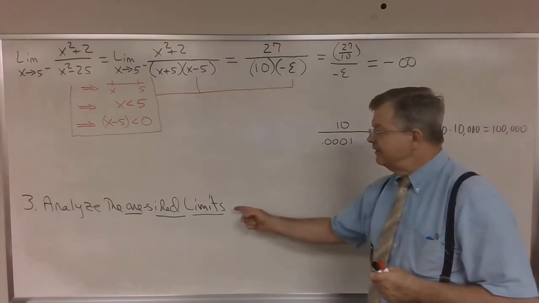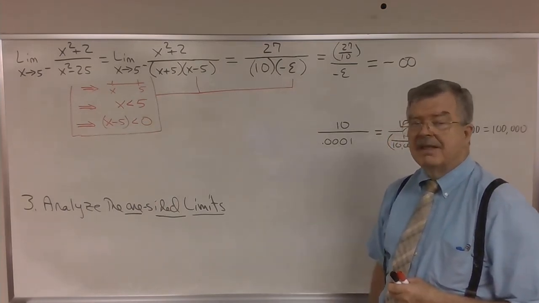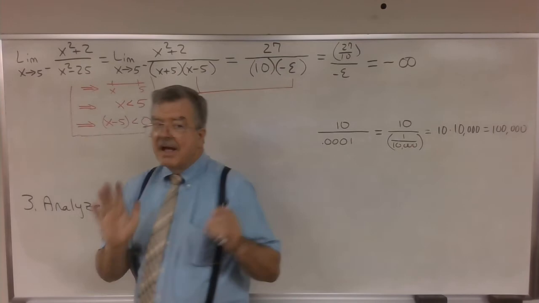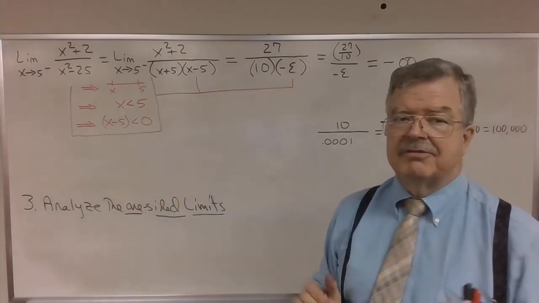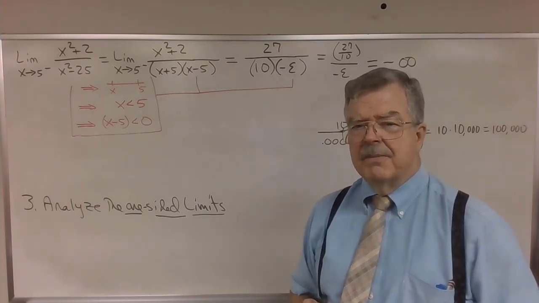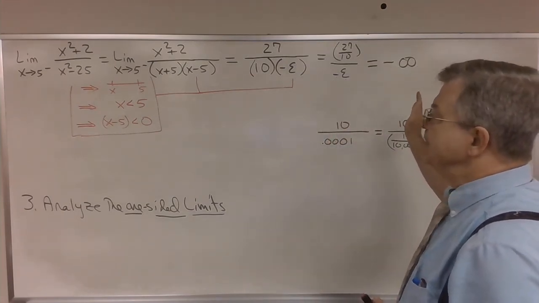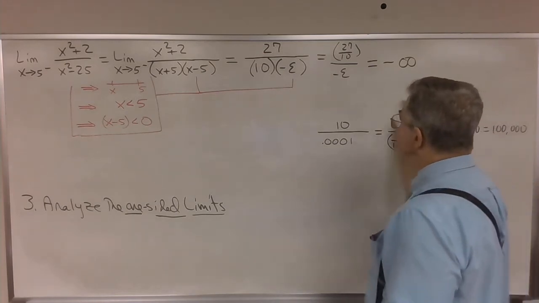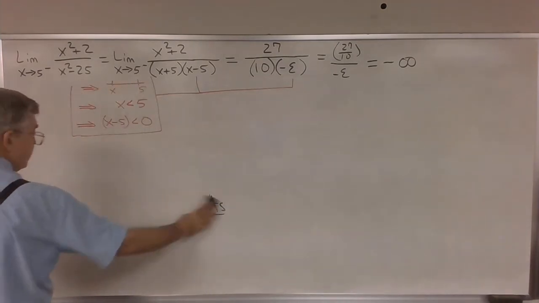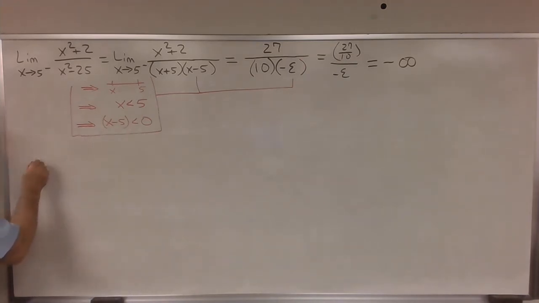Now, step 3 is analyze the one-sided limits, plural. So I analyze the limit as x approaches 5 from the left. I've got to analyze the limit as x approaches 5 from the right. But before I do, let me just explain some things here that I will probably forget to talk about if I don't talk about them right now. This thing, I use it all the time.